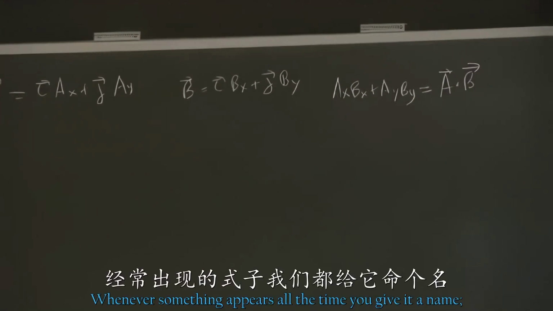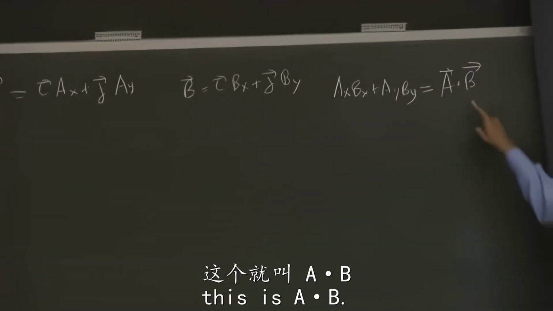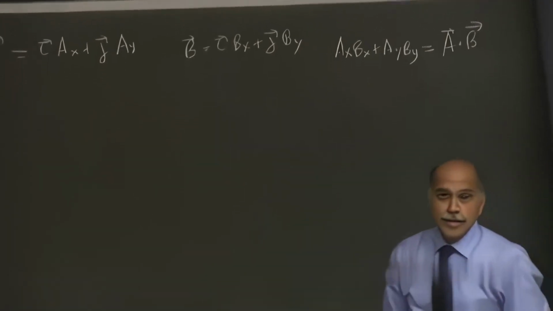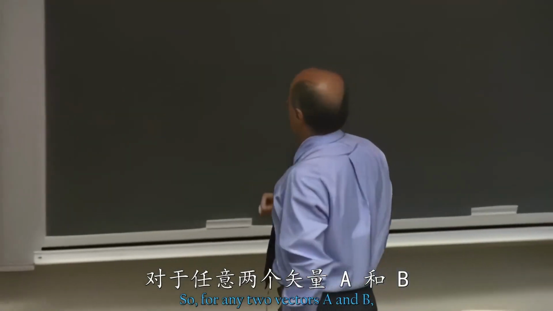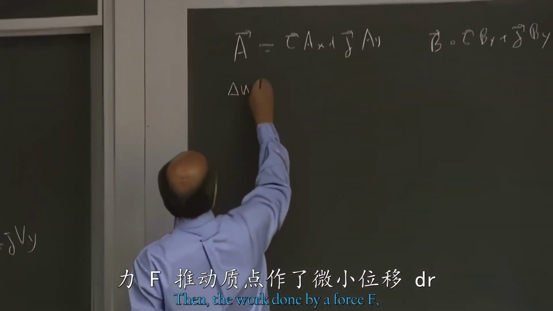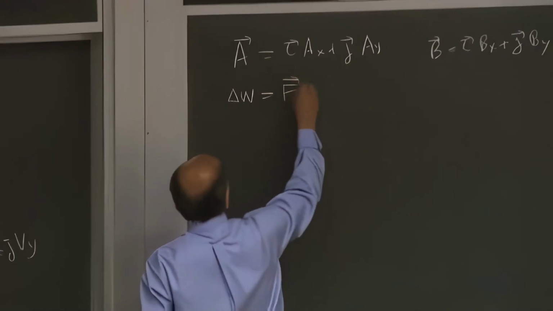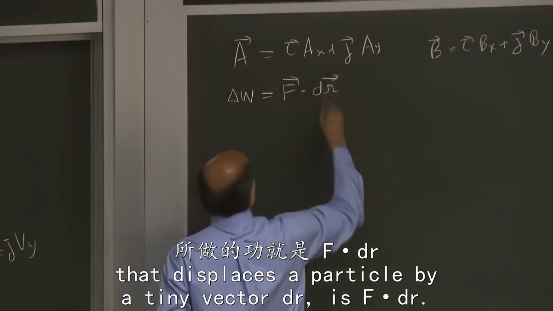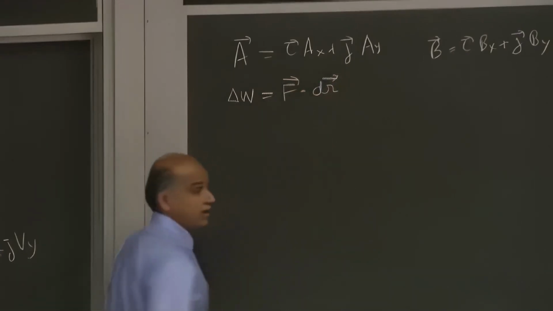Whenever something appears all the time, you give it a name. This is a dot b. So for any two vectors a and b, that will be the definition of a dot b. Then the work done by a force f that displaces a particle by a tiny vector dr is f dot dr.